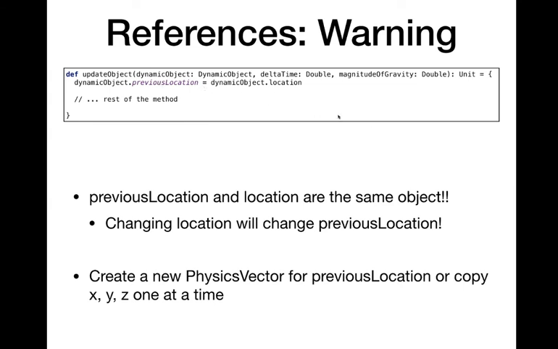To get around this, we either want to say previous location equals new physics vector and manually put in the xyz, or say previous location dot x equals location dot x, previous location dot y equals location dot y, and do each dimension separately. But avoid this at all costs. This will break everything, and it's a tough bug to find if you're not used to references and if you're not looking for pass by reference and assign by reference. It's a tough one. I want to make sure that that's very out in the clear so nobody gets really frustrated when they get to that point.